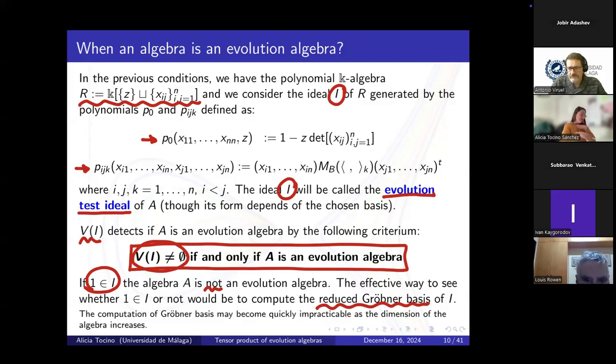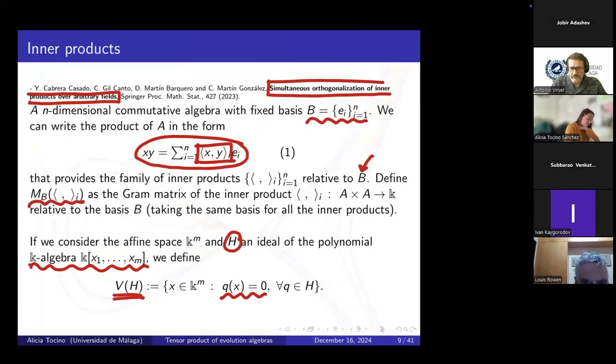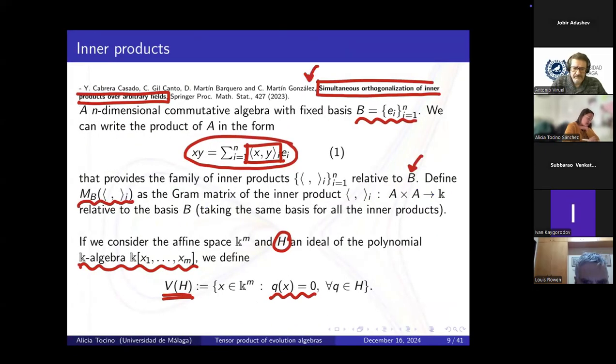And this is one of the tests that, as I said before, Yolanda, Cristóbal, Dolores, and Cándido described in this paper.